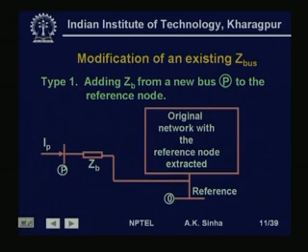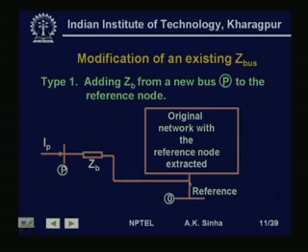So, we will start with the type 1 modification, that is adding a branch with impedance ZB from a new bus P to the reference node. Now, this is the original network that we already have. This is an n bus network, let us say, and we have added a new node P from which we have connected a branch with impedance ZB to the reference node.